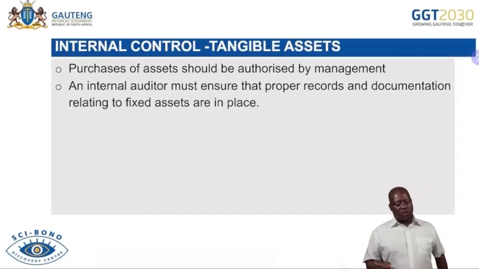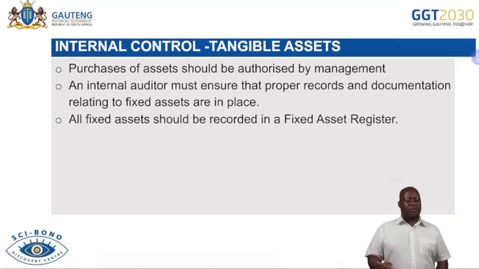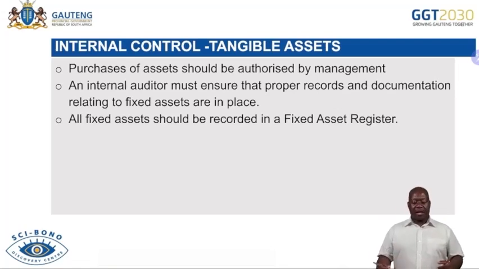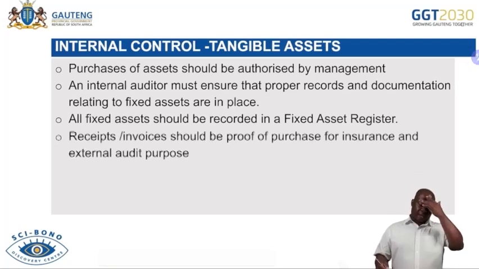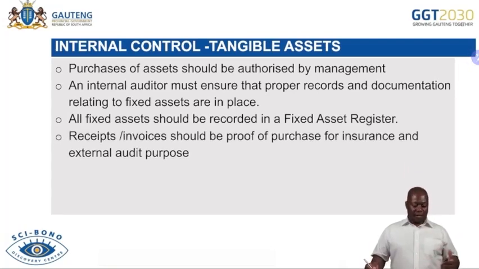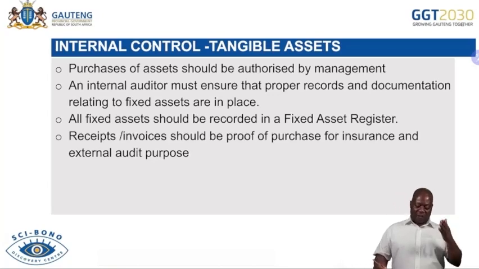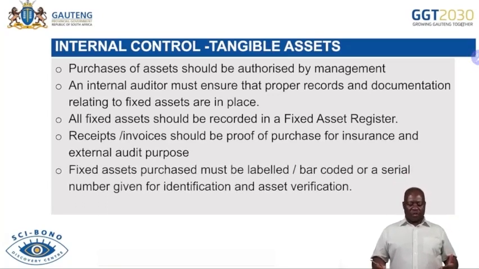Now, when it comes to internal controls with regard to tangible assets, remember this. Purchases of assets should be authorized by management, no shortcuts. An internal auditor must ensure proper records and documentation relating to fixed assets are in place. All fixed assets must be recorded in the fixed asset register. Receipts and invoices should be proof of purchase for insurance and for external audit purposes. Keep the receipts. Don't throw away those receipts.